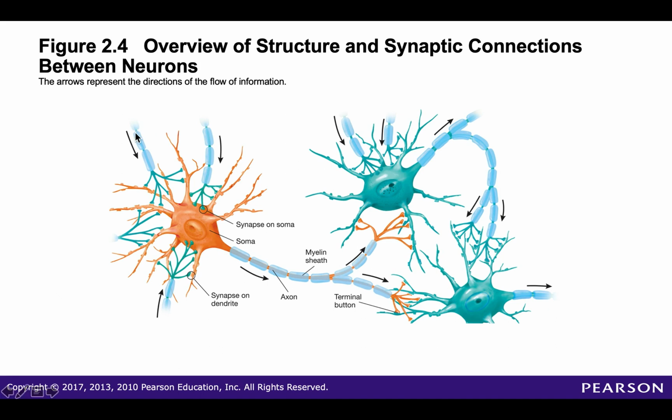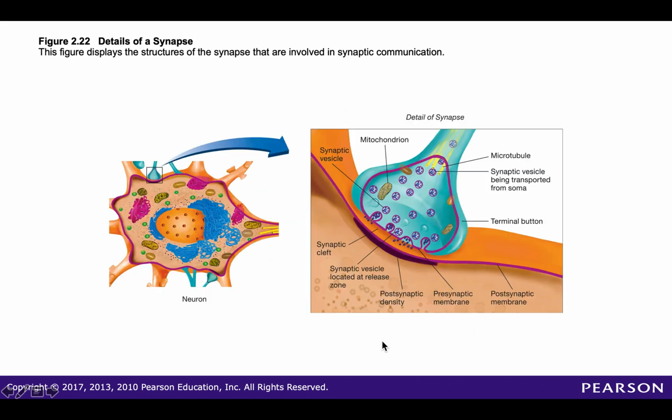Neurons can receive hundreds of thousands of upstream connections and can send hundreds of thousands of downstream connections to other neurons. Where neurons contact each other is called a synapse. The presynaptic cell is the one sending the message, and the postsynaptic cell is the one receiving the message. If we zoom in on a synapse, in this case we're looking at an axosomatic synapse, where the axon terminal of a presynaptic neuron is sending a message which is received at the soma of the postsynaptic neuron.